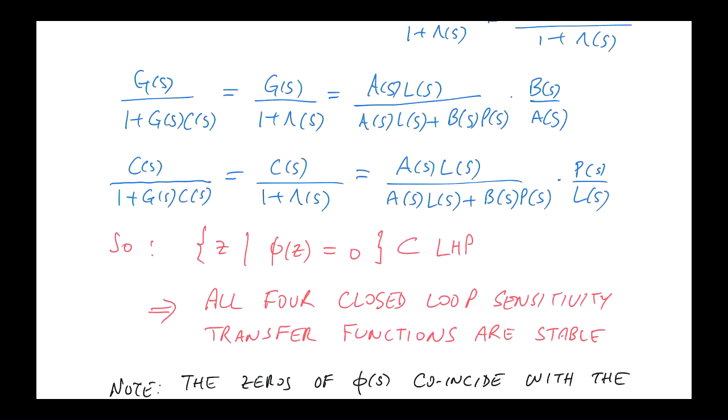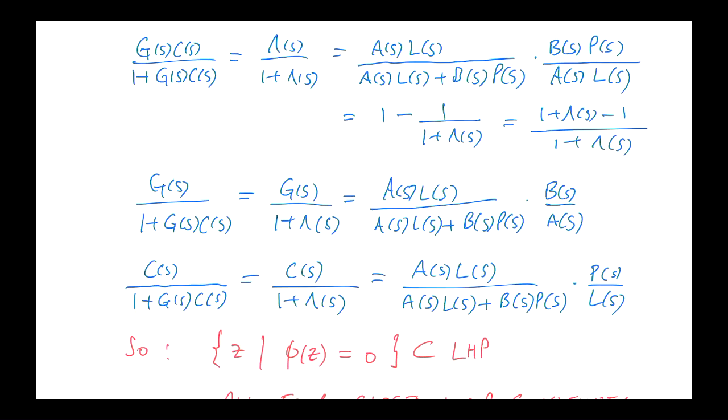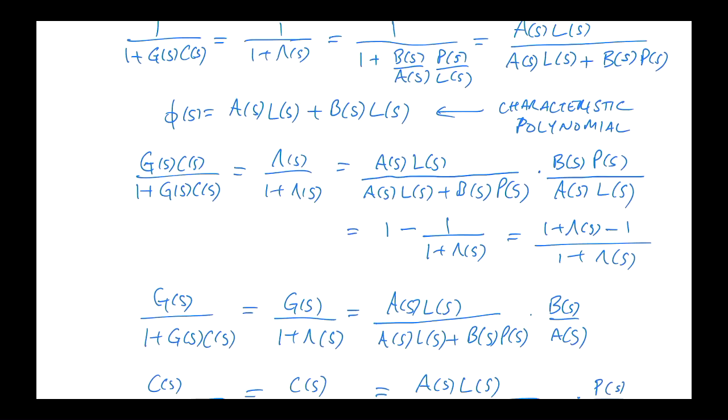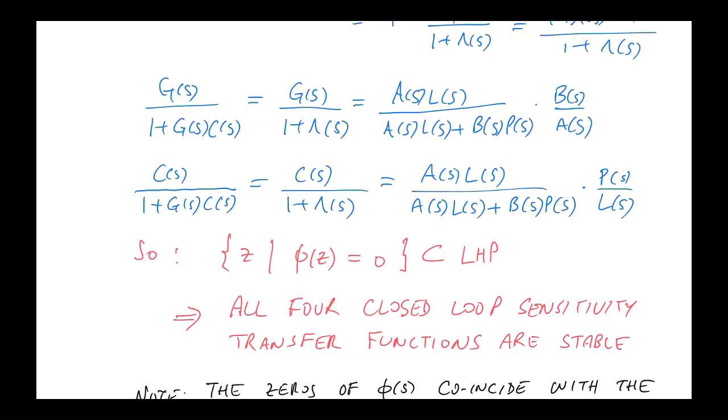So clearly, if all of the zeros, so all values z that make the characteristic polynomial 0, if all of them lie in the left half plane, then clearly all the poles of these transfer functions, including this one here, will lie in the left half plane, because the poles of each of these transfer functions are simply the zeros of the characteristic polynomial. That's what appears on the bottom.